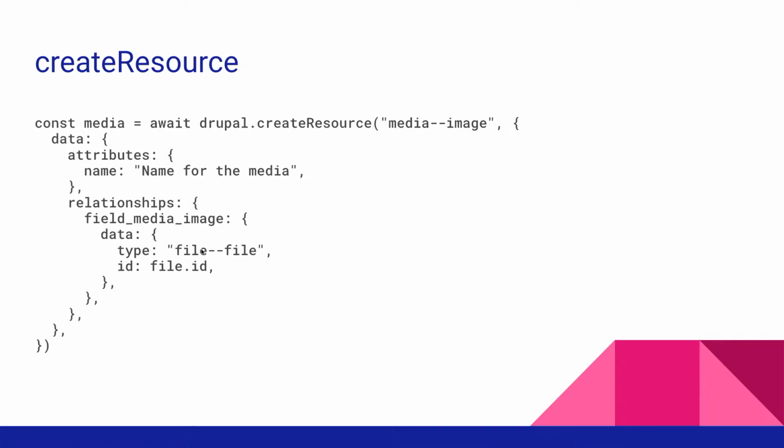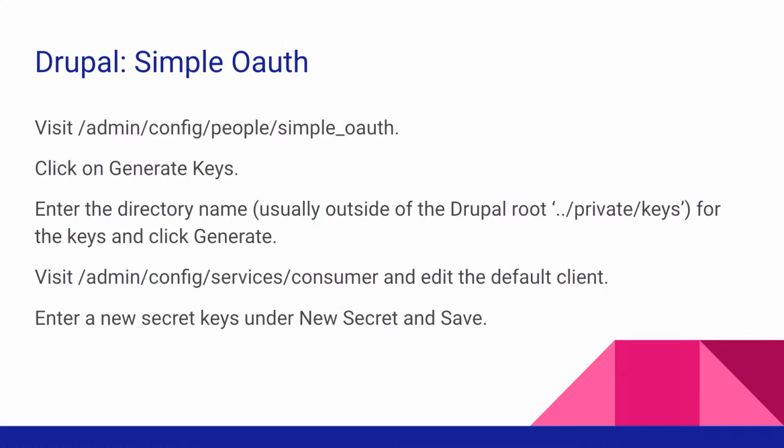Now, to use the create function, of course, you need authentication. It's what we're going to talk about now. On the Drupal side, for this demo, we are using Simple OAuth. So we go to the configuration page of Simple OAuth. We generate the keys. We enter the directory name where the keys are going to be stored, and of course it has to be outside of the Drupal root, usually put in private keys. Then we go to a consumer, we either create a new one or edit the default, and we add a new password to connect to the consumer and save.